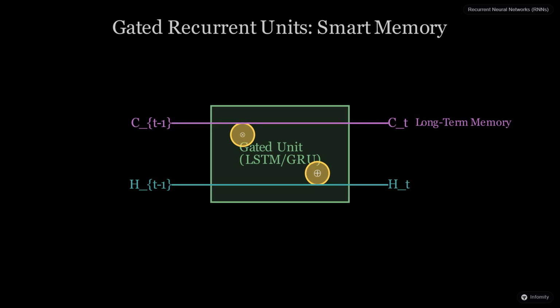In our novel analogy, this is like having a smart note-taking assistant. This assistant doesn't just blindly add notes, it actively decides which details are crucial to keep, which old notes are no longer relevant, and how to best integrate new information into your running summary.